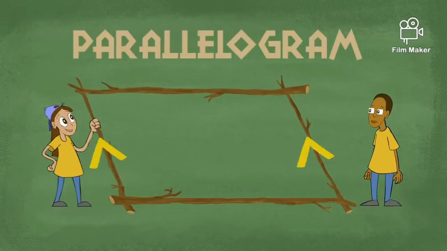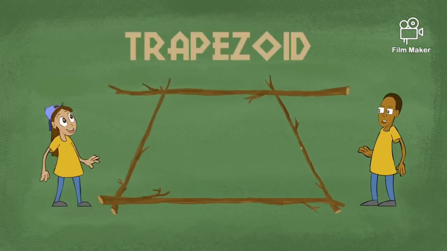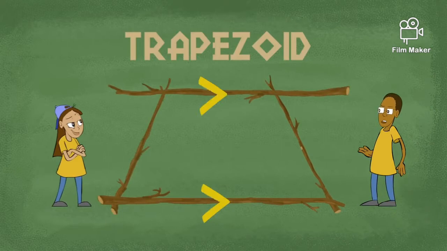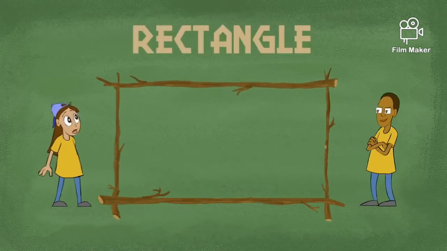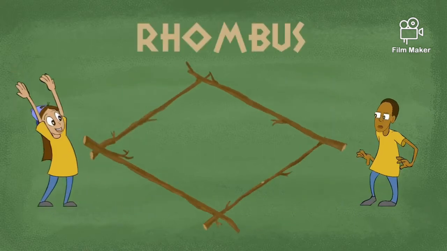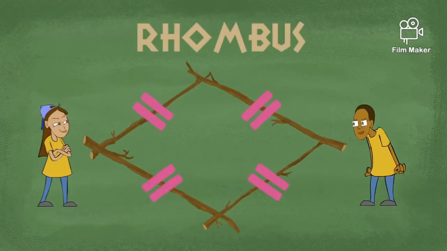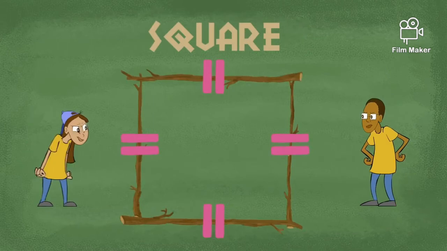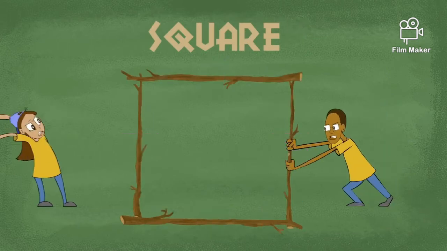Parallelograms have two sets of parallel lines. Trapezoids only have one set at a time. A rectangle has four right angles. A rhombus has four sides that are equal. Squares have four equal sides and four right angles.